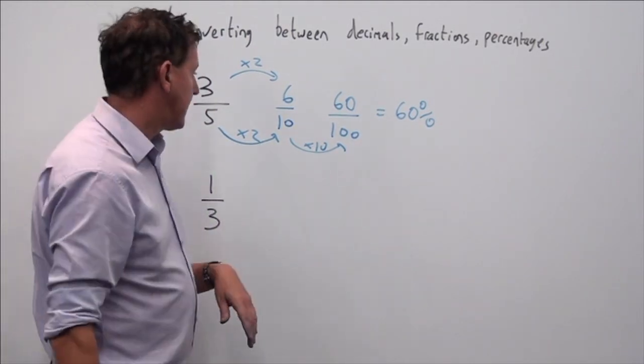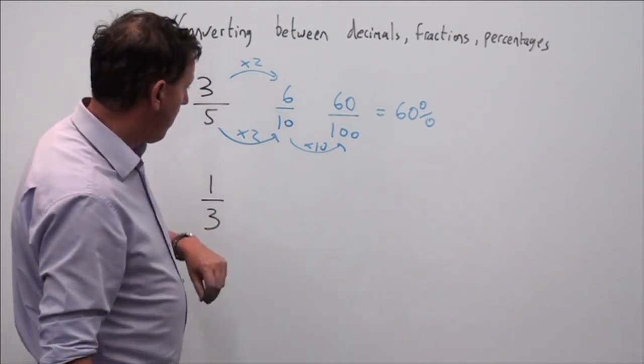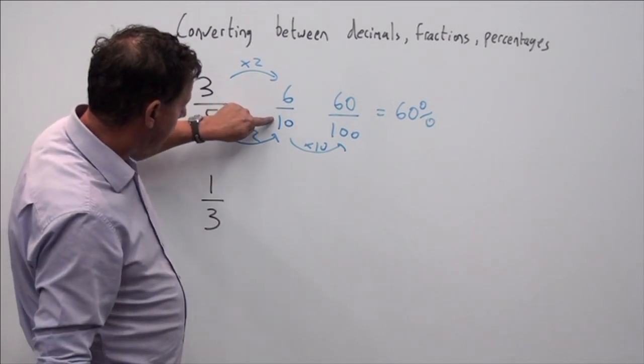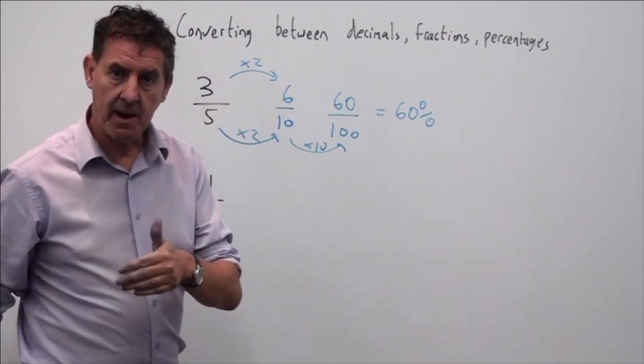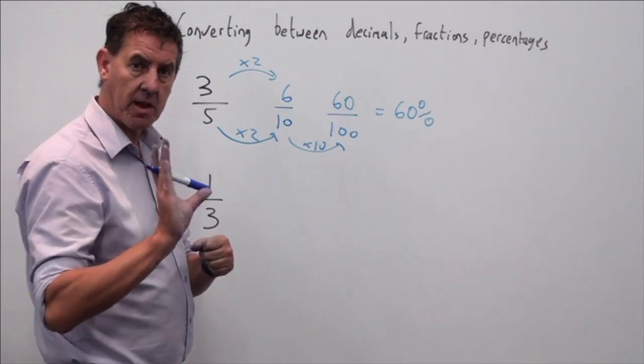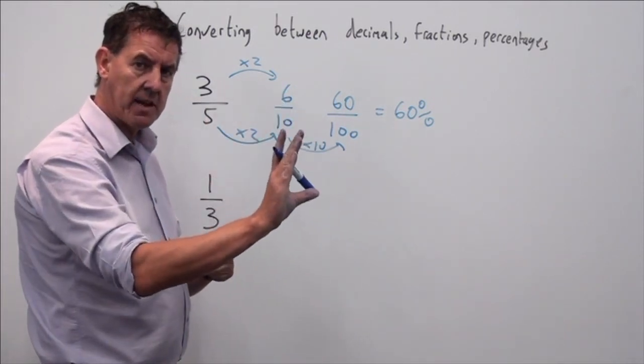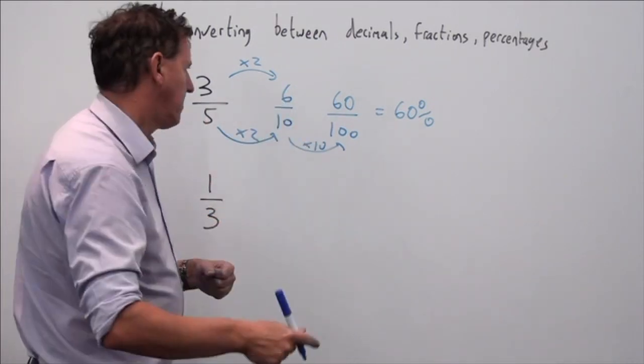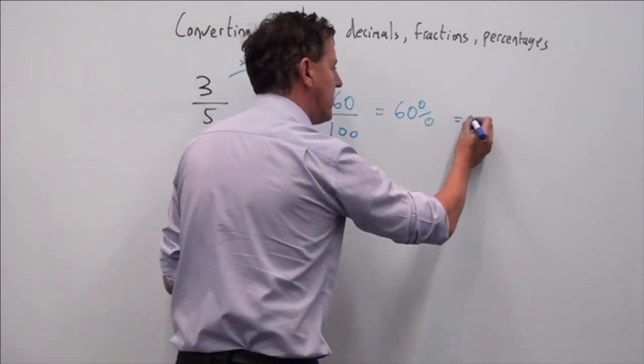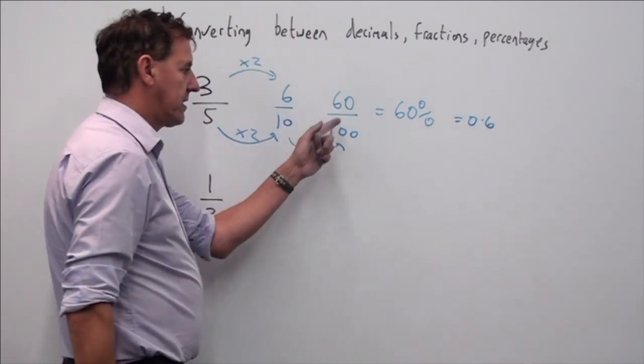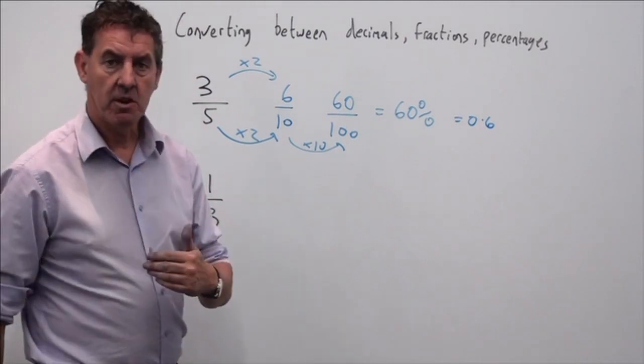If I want to write it as a decimal, well, that one is 6 divided by 10. I definitely know how to divide by 10. That's when all the numbers move with that decimal point. So basically, that would be 0.6. Or I could do 60 divided by 100 to be 0.60.